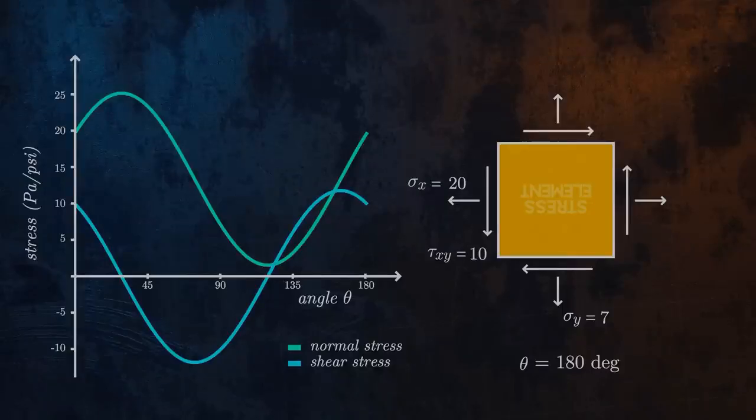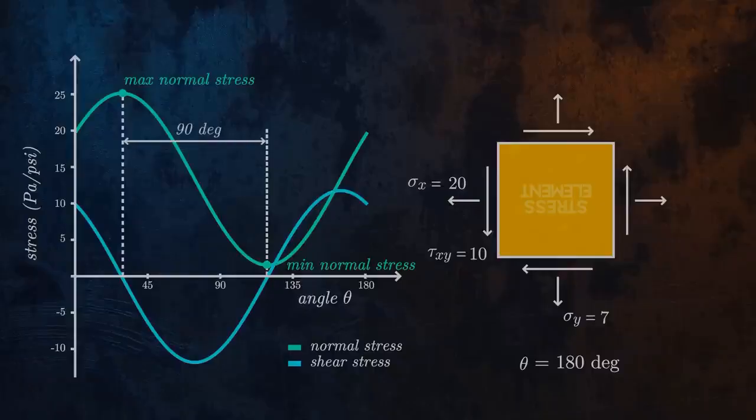We can observe that for certain angles, the normal stress will reach maximum and minimum values, and that these maximum and minimum values are separated by an angle of 90 degrees. This means that when we rotate our stress element such that we have the maximum normal stress on the x face of our element, we always have the minimum normal stress on the y face. Another interesting observation is that when the normal stresses are at their maximum or minimum values, the shear stresses are 0.